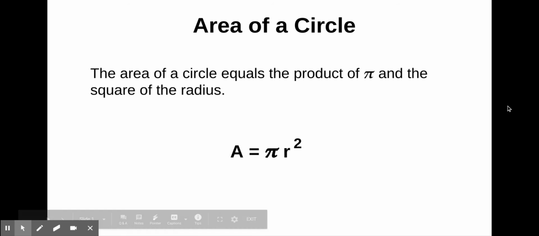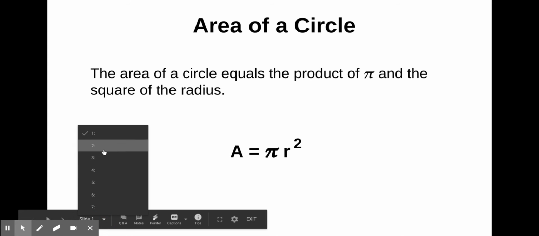Okay, during this lesson, we're going to talk about the area of a circle. And as you see there, you see the formula: area equals the product of pi times r squared. But let's talk about where that comes from, and I explain that in the next slide here.